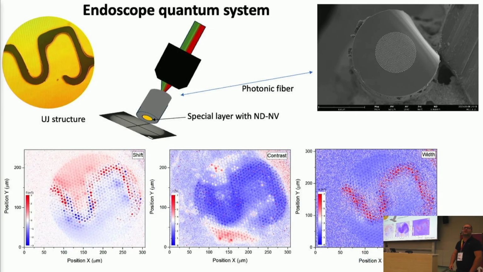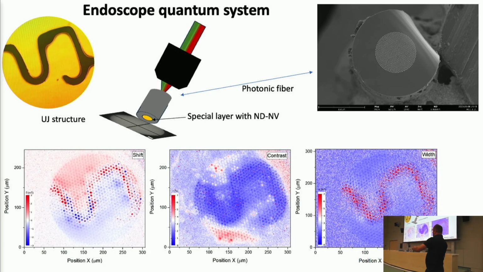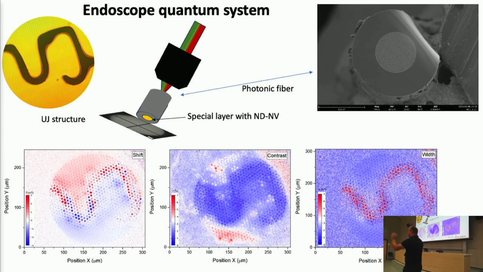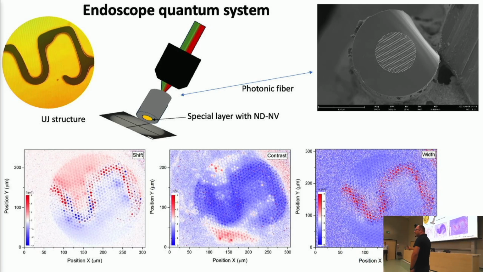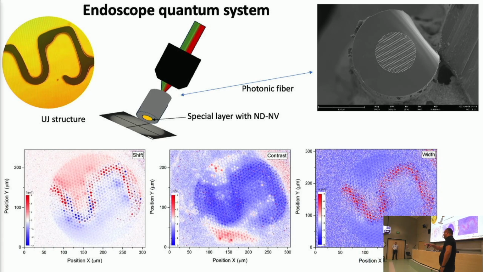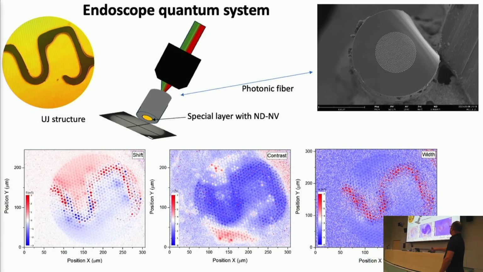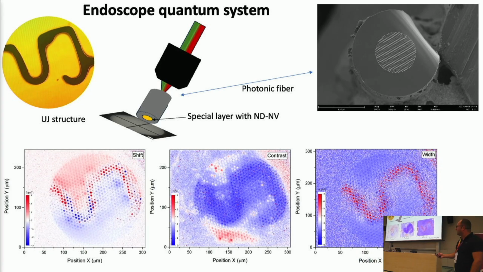And a very interesting thing we can do is use the fiber produced by Professor Ryszard Buczyński from Warsaw University, as an endoscope quantum system, where we have one layer of nanodiamond on one side and observe in endoscope mode some magnetic structure. So that is a very interesting and promising measurement.